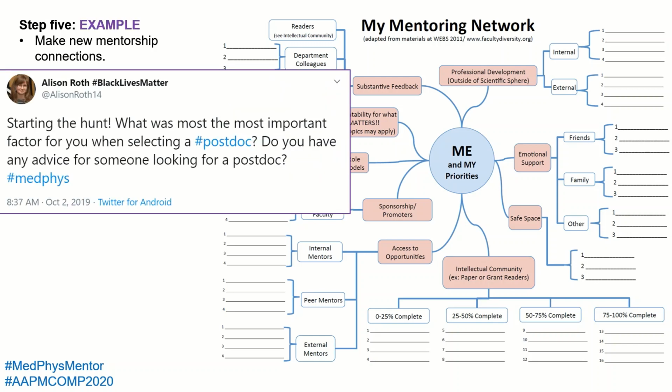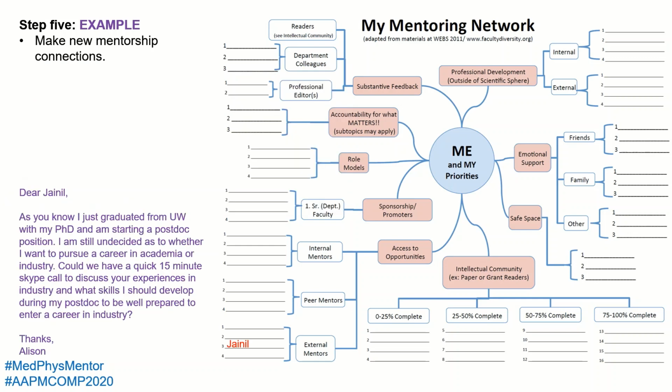I have 2 examples here for how I'm adding people to my mentorship map. In the first case, I was just starting to look for postdoc positions and was generally seeking advice. This led me not only to finding new professional development mentors, which is what I was looking for, and access to opportunities which I wasn't.